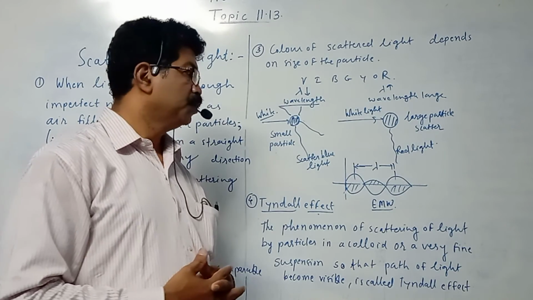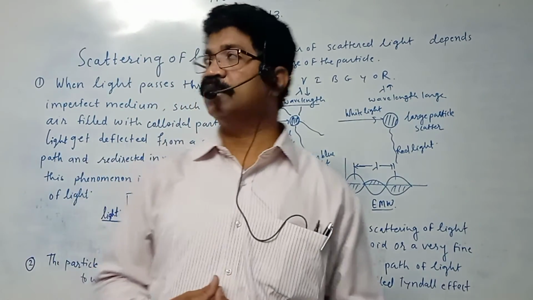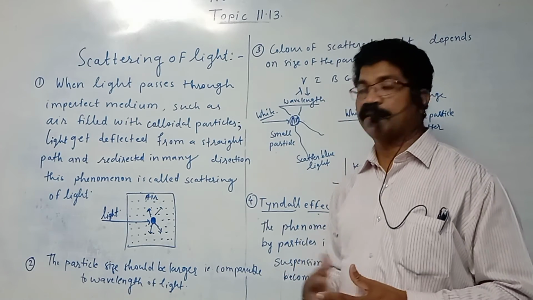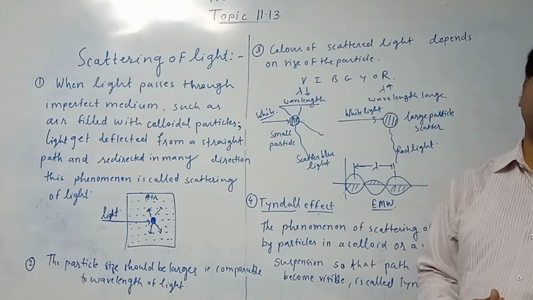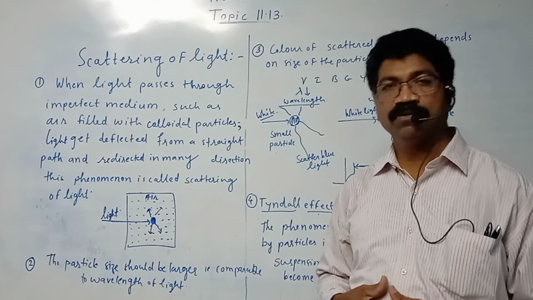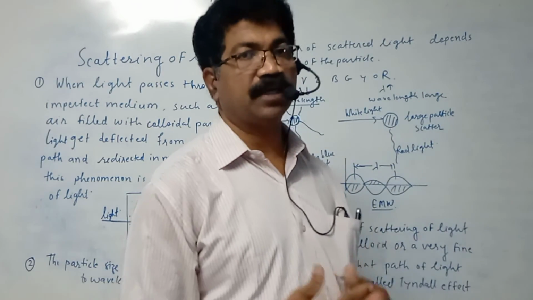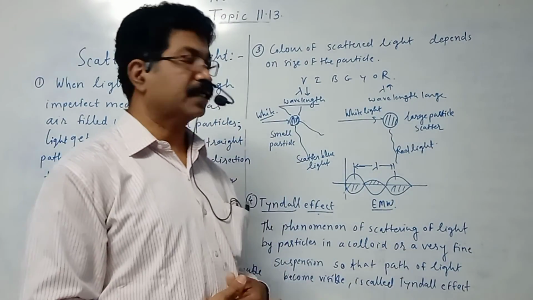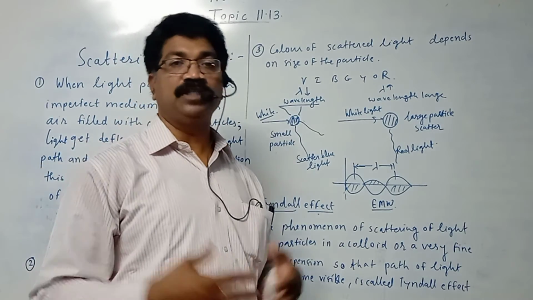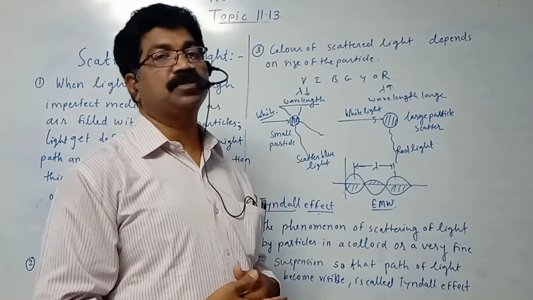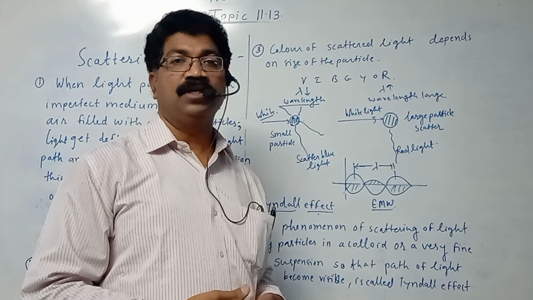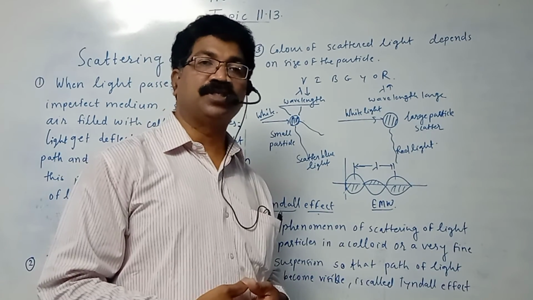Have you understood? So what have you seen today? Today we have seen scattering of light. The scattering of light depends on the size of the particle. The smaller the size, it will scatter blue color from white light. If the size is larger, it will scatter red color. Then the path of the light is visible when the light passes through this suspension or colloidal solution. So this phenomenon is called as Tyndall effect.